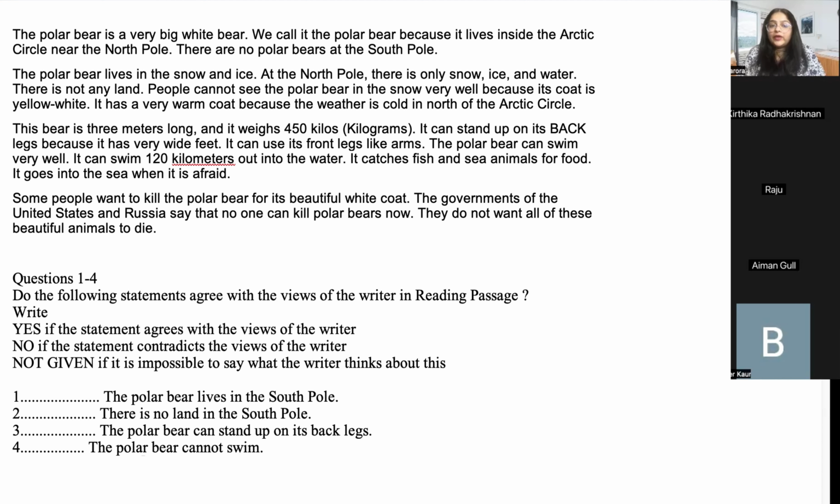The polar bear is a very big white bear. We call it the polar bear because it lives inside the Arctic Circle near the North Pole.